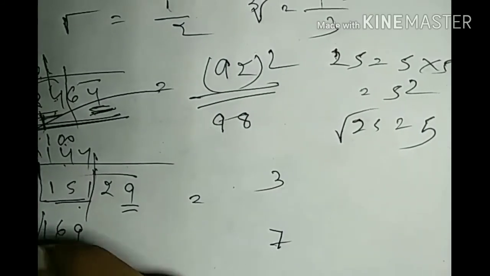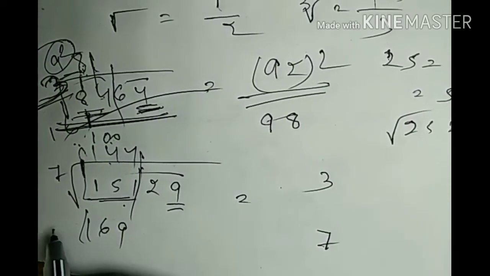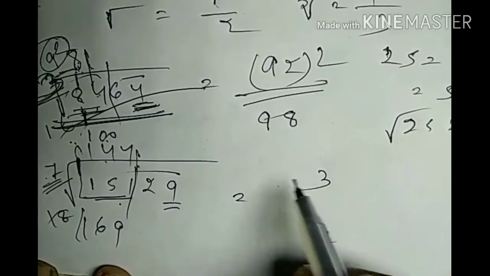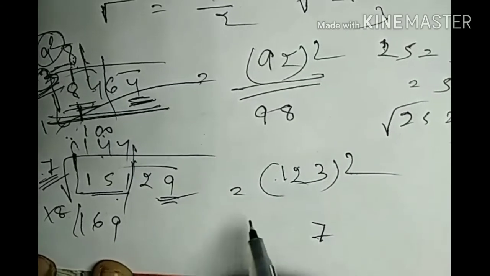Here the difference is 7, and here the difference is 18. So here is the less difference. So we conclude 12 squared is the square root of that number.